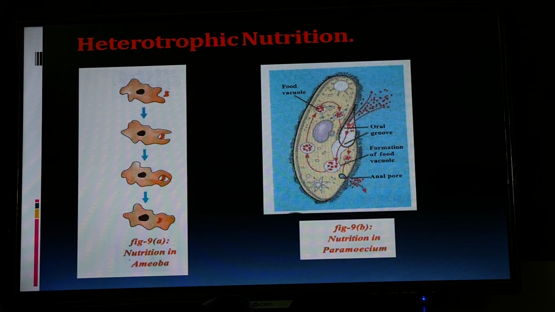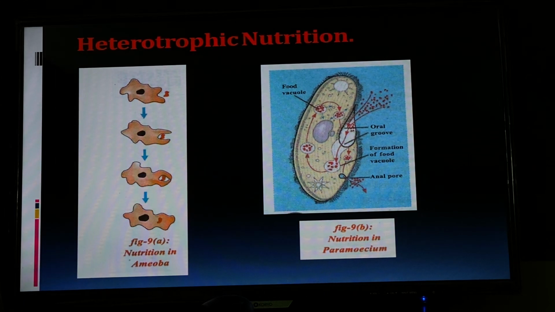Again, I repeat about autotrophic nutrition within 1 or 2 sentences. Autotrophic nutrition is a type of nutrition which is performed by green plants in the process of photosynthesis. Which organisms can perform autotrophic nutrition? One is green plants, and some photosynthetic bacteria and some algae which are present in water also perform photosynthesis along with the green plants.